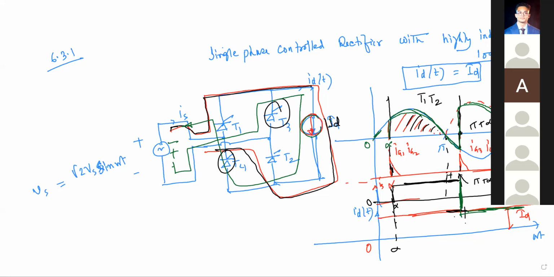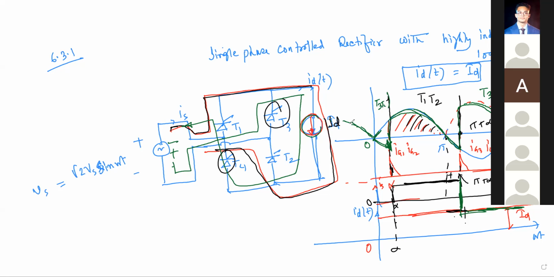So we got this one, and that is your T3 and T4. So here the output voltage wave shape should be like this, and during this period T3 and T4 should be conducting like this. Actually, if you go back, it will be like this.